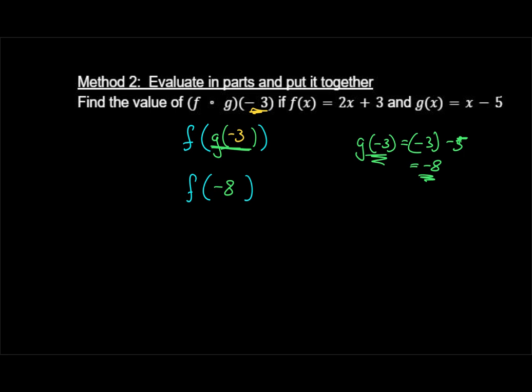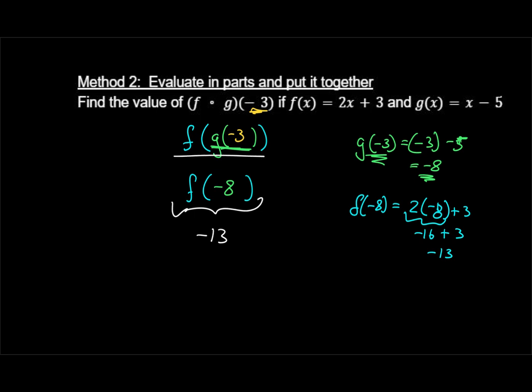Now hopping over to the side one more time, I can easily find what f of -8 is just by replacing x with -8. So 2 times -8 plus our 3. 2 times -8 is -16, plus our 3 is -13. So now I know that f of -8 is -13, leaving us with the fact that f of g of -3 is equal to -13.